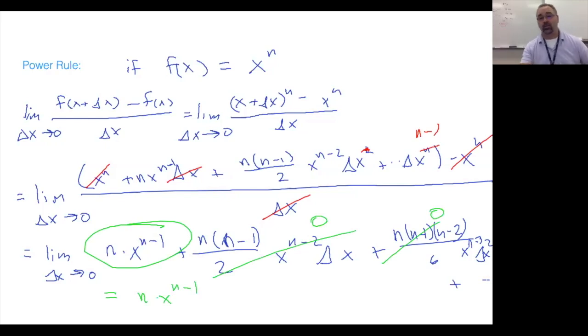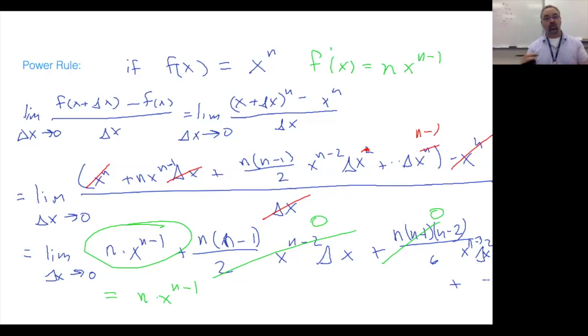It's exactly the one that you knew we were going to get, right? If f of x is x to the n, f prime of x is n times x to the n minus 1, which is exactly what we got here using our limit definition. So no big surprise there. We already knew that one. So that's really the main bulk of the review that we're working on here today.